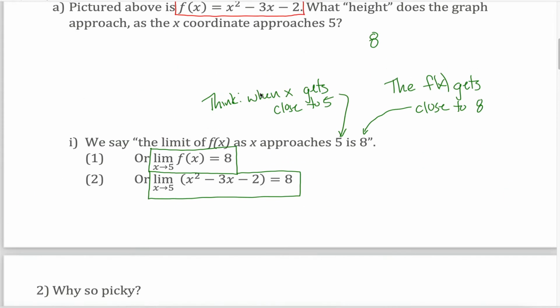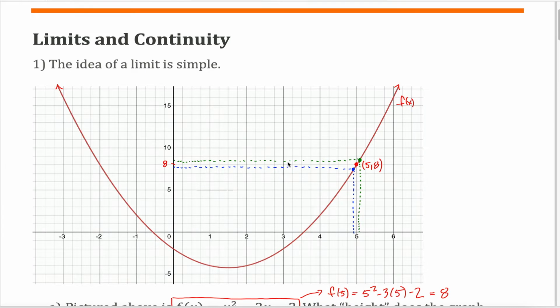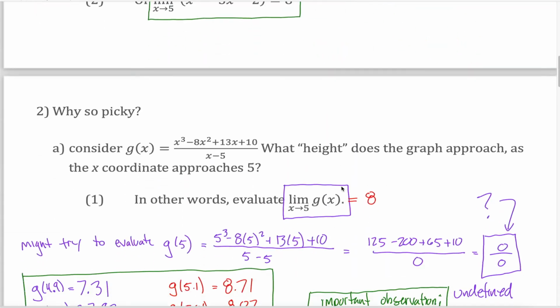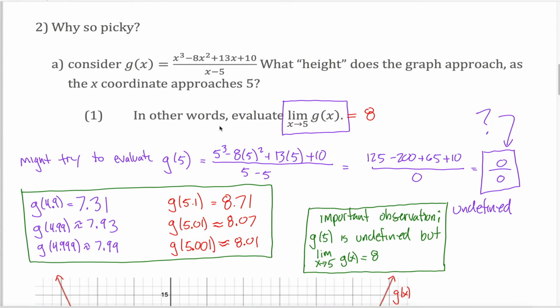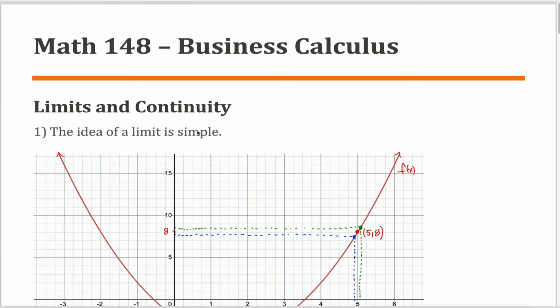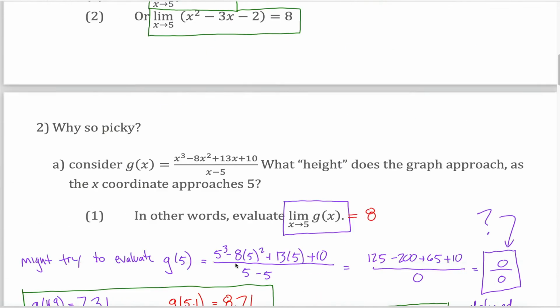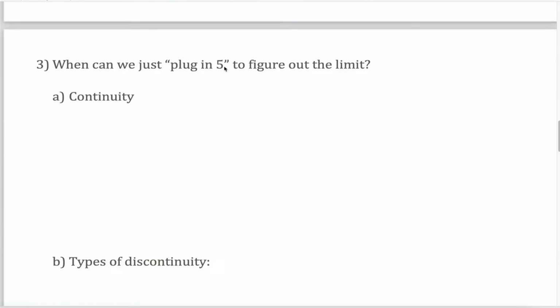If you're like most students, you much preferred the first example and thought that was a lot easier, and it was. You might be wondering, okay, how do I know if I have the first example or the second example? When can I just plug in a number to figure out a limit, and when do I have to evaluate the limit in this kind of strange way by looking at points close to it? The answer to that question lies in the "and continuity" part of limits and continuity, the topic of this section. When can we just plug in 5, in quotes here, to figure out a limit? And when do you have to do this annoying look-at-points-around-it kind of thing?